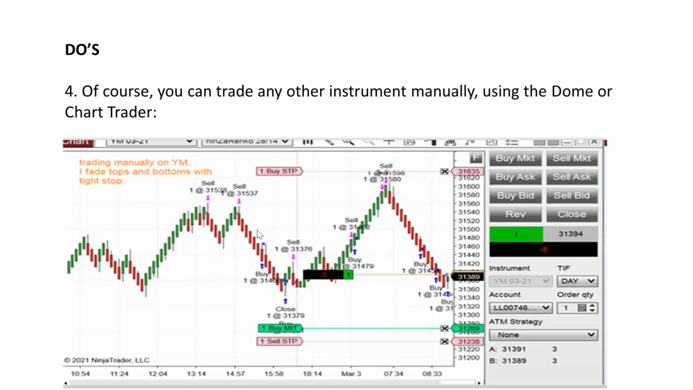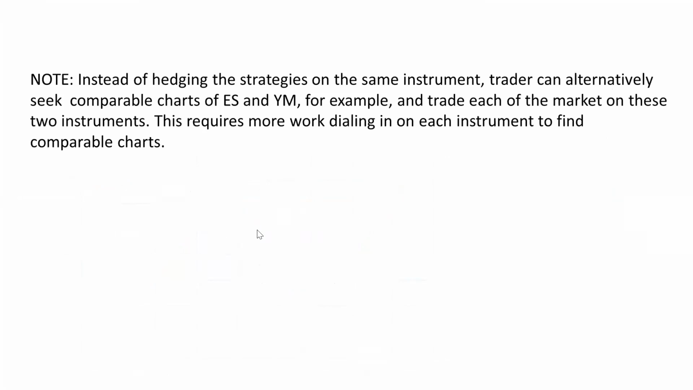And of course, you can trade manually on any other instrument. So if your automated strategy is on the ES, you can trade manually on the YM or NQ. So in this example here, I have manual trading going on the YM. Instead of hedging the strategies on the same instrument, you can alternatively seek comparable charts of ES, such as YM, and trade each market on these two instruments. However, trading separate markets will require more work dialing in on each instrument to find comparable charts. I prefer to trade only one instrument on the same market with multiple strategies to benefit from the hedging benefit instead of looking for an alternative market. But that's up to your choice.